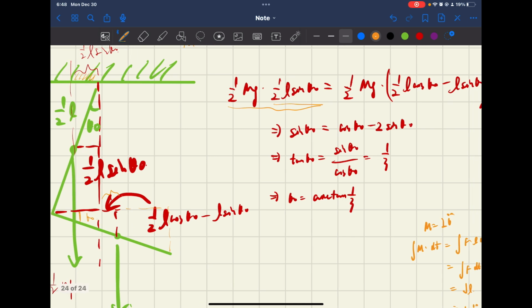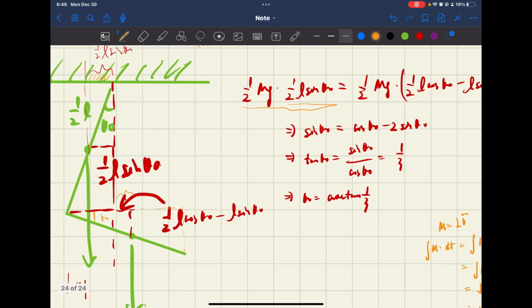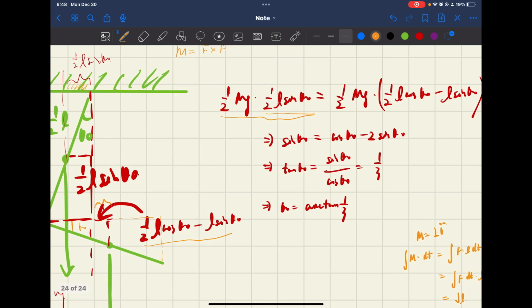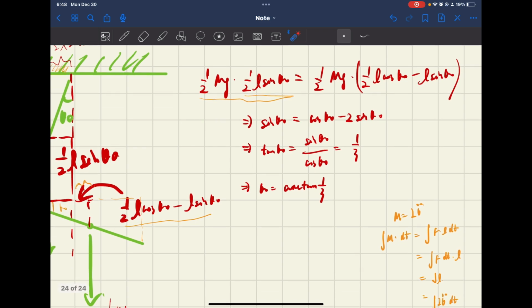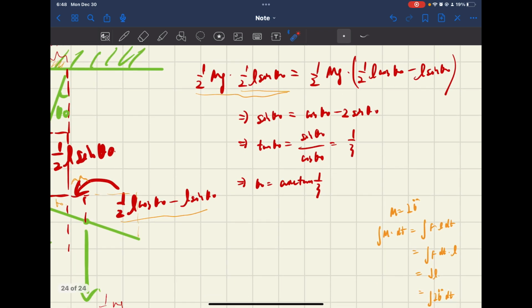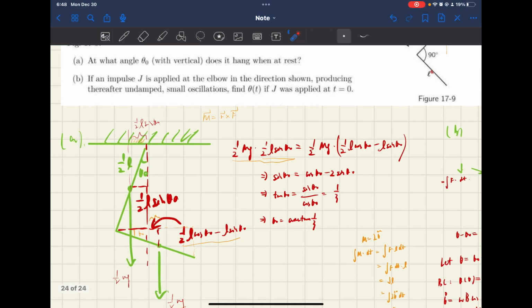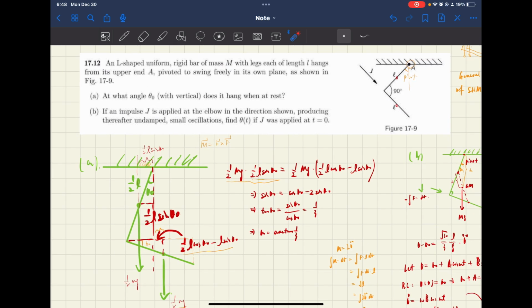Okay, so then we can easily calculate the distance here. The distance here should be 1/2 times L times cosine theta 0 minus L sine theta 0. So after simplification, we will find that 3 sine theta 0 equals cosine theta 0. So then tangent theta 0 equals sine theta 0 over cosine theta 0, which is 1 over 3. So theta 0 equals arctangent 1 over 3. Okay, the first question is kind of simple. Then we move on to the second one, which I think is kind of challenging.